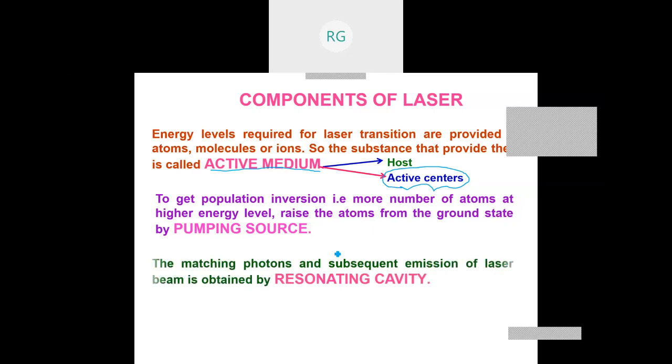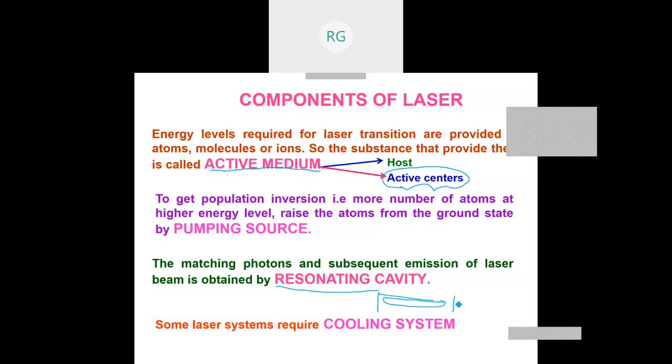Once you have this, to get a coherent beam, we want a matching photon to initiate lasing action. And that lasing action is given by the next component of a laser called the resonating cavity. The resonating cavity is a place between which you can keep your active medium. This place between these two mirrors, we call the resonating cavity. The word resonating cavity is most important, because laser is a resonance phenomenon. We will get resonance between energy levels, maybe E1 and E2 or E3 and E4.